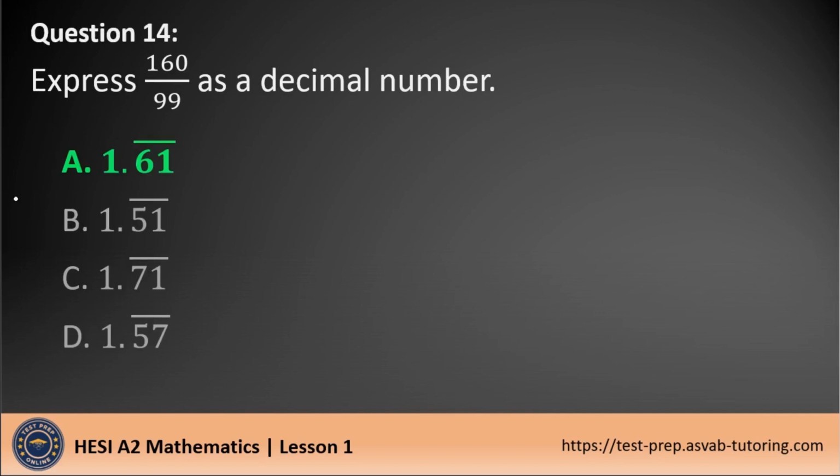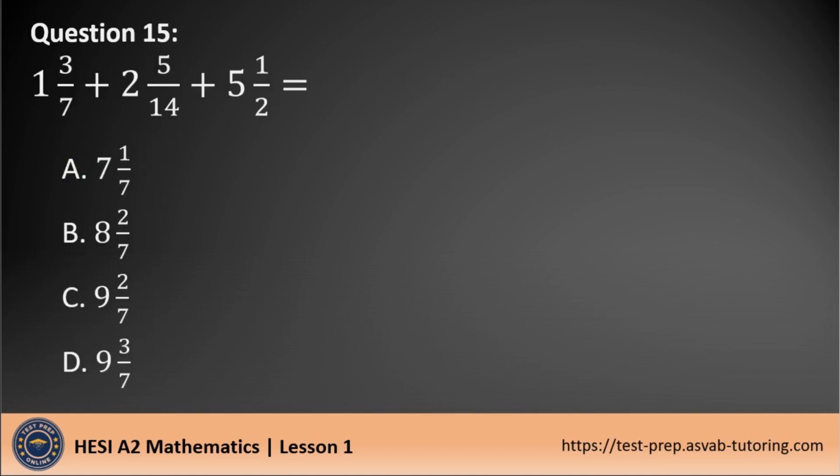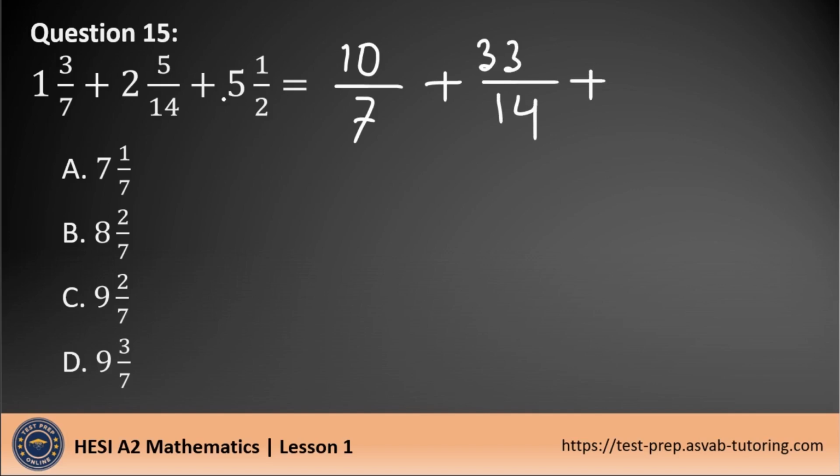Okay, so let's start with the next question. It is 15. So here 1 and 3 divided by 7, plus 2 and 5 divided by 14. So first we will convert. So here 7 times 1 plus 3 equals 10. So it's 10 divided by 7. So here 14 times 2 equals 28 plus 5 equals 33. So plus 33 divided by 14, plus 5 times 2 equals 10 plus 1 equals 11 divided by 2.